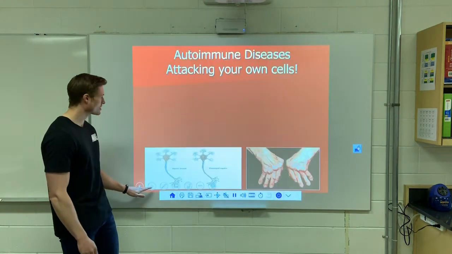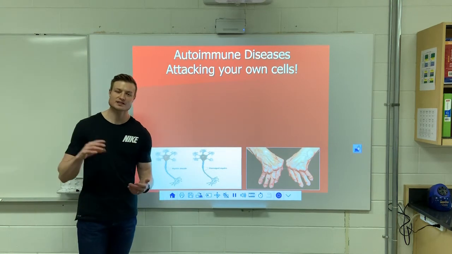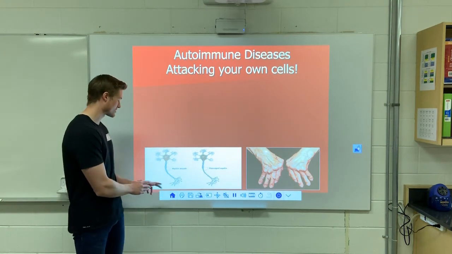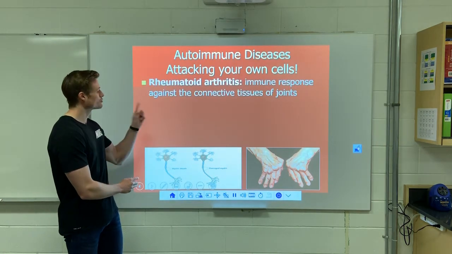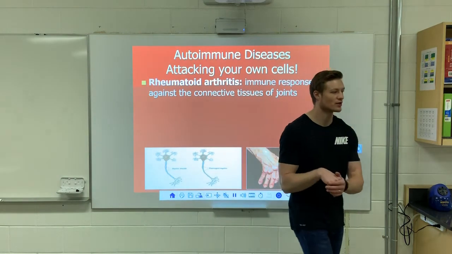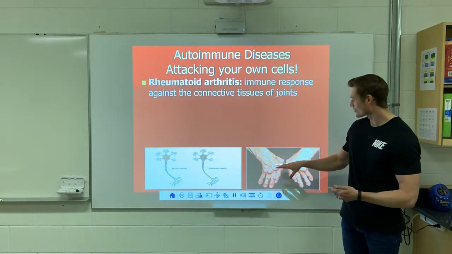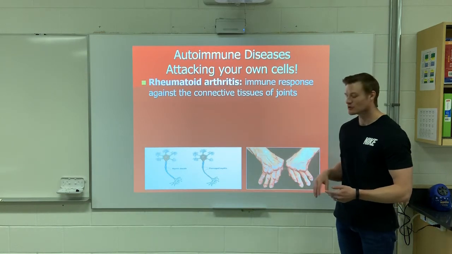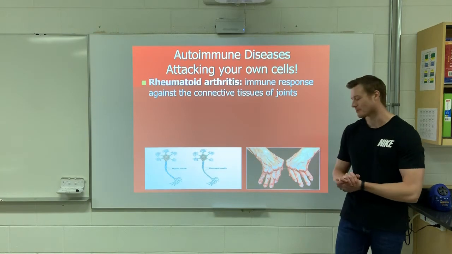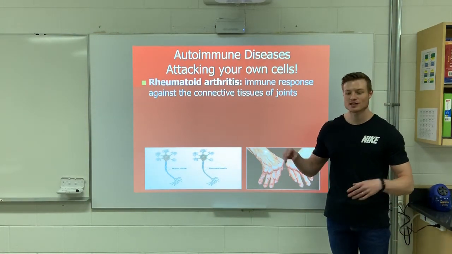Last thing I want to talk about are autoimmune disorders. This is where your body attacks its own cells. So it makes another mistake, but this time it's attacking its own cells. So for example, rheumatoid arthritis is when the immune system attacks your joints. It attacks the connective tissue within your joints. So without the ligaments and the connective tissue, you essentially have bone on bone, and that's what arthritis is. It's not very fun.